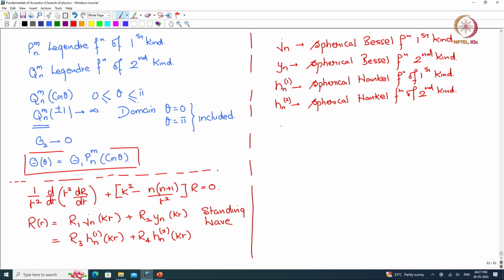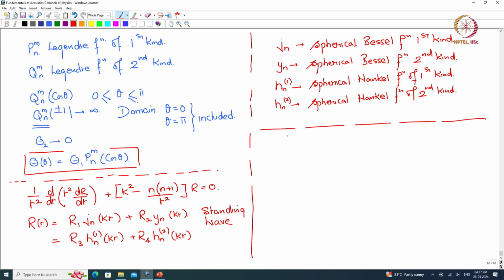Welcome to this next lecture on acoustics. So we have found the separable solutions for the wave equation in spherical coordinates. Okay. So before I go ahead and give you the full solution, let us look at some of these functions.